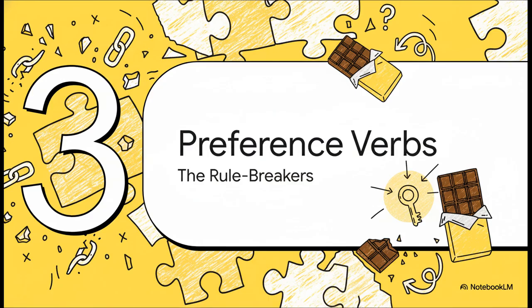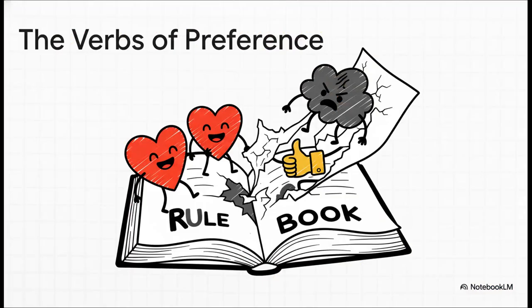All right, we've got the some rule and we've got the negation rule. You might be thinking, okay, I've got this, but hold on. Now we get to the main event, a special group of verbs that love to break the rules we just learned. This is the final piece we need to solve that chocolate puzzle from the very beginning. So let me introduce you to the rule breakers. We call them the verbs of preference. Basically, any verb you use to talk about your general feelings about something, your likes and dislikes. Verbs like aimer, adorer, préférer, and détester.